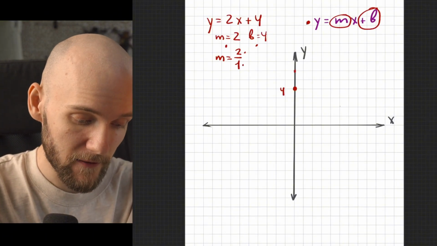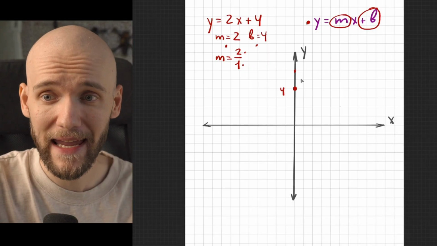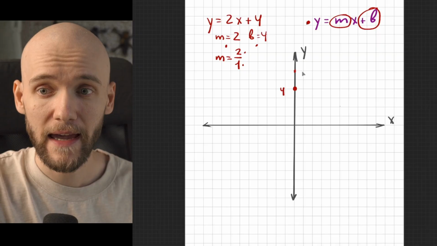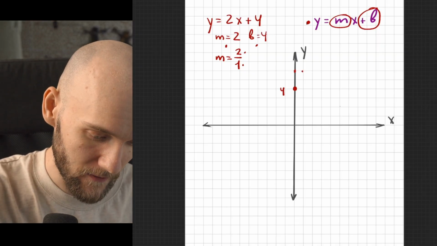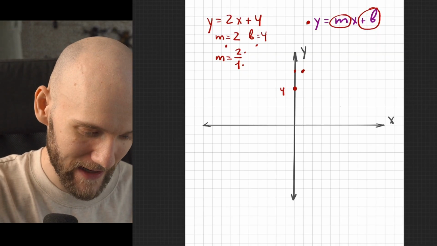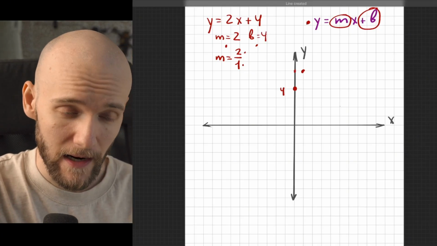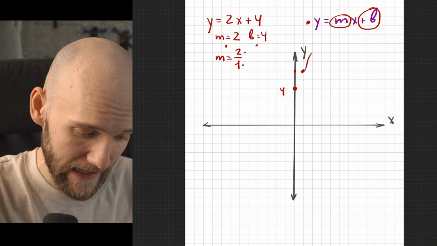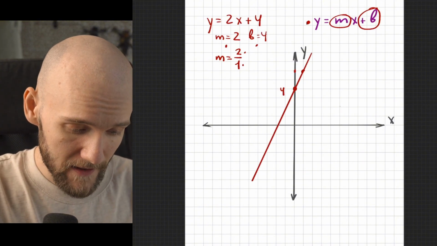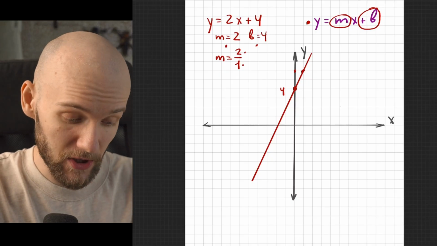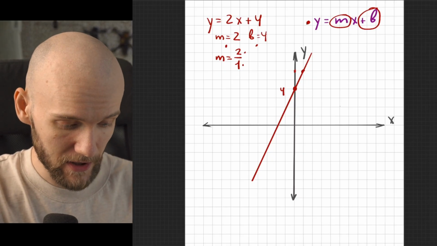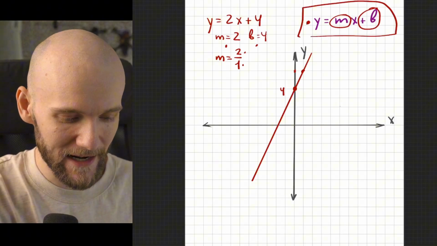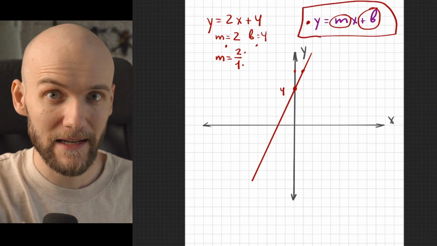And then the bottom of your fraction is the amount of steps you should make horizontally. It's a positive number, so we go to the right. Exactly 1 step to the right. And this is where we end up. Now, those 2 points are the points on our line. Since we know those 2 points, we can just connect them. And this is what our line looks like. We just graphed this linear equation. But this is not the only way to do it. This formula is just one of many ways how you can graph your linear equation.